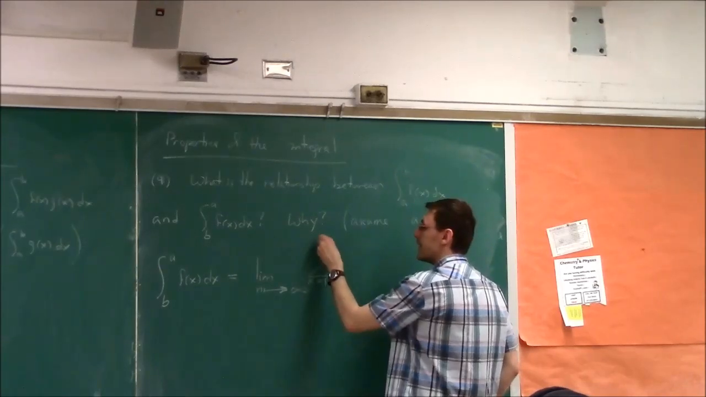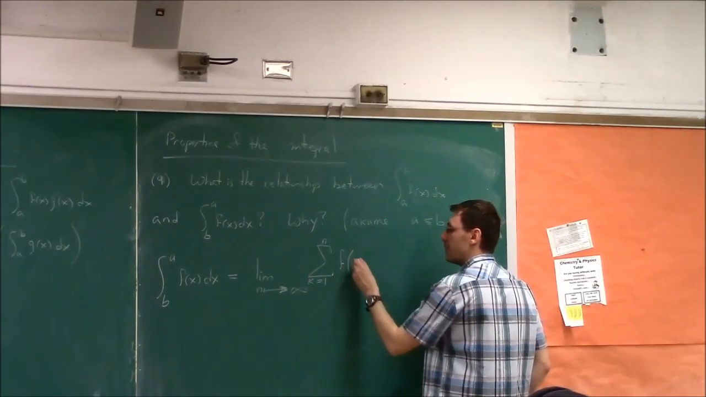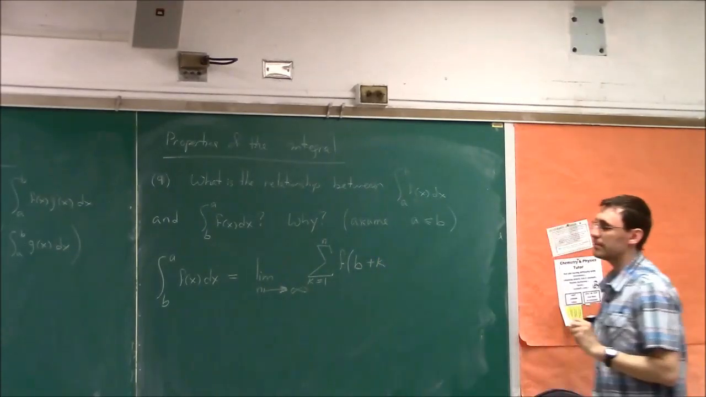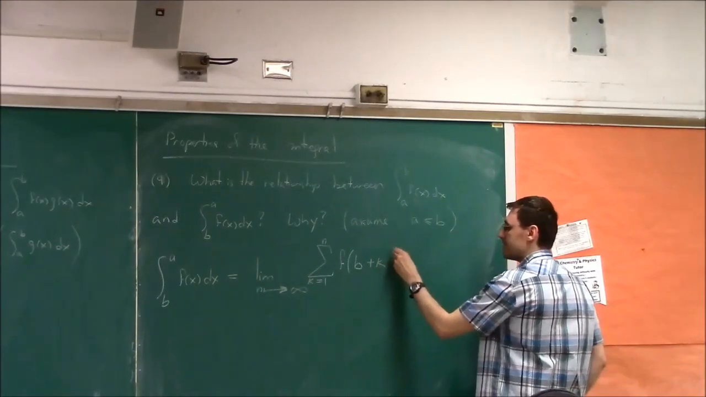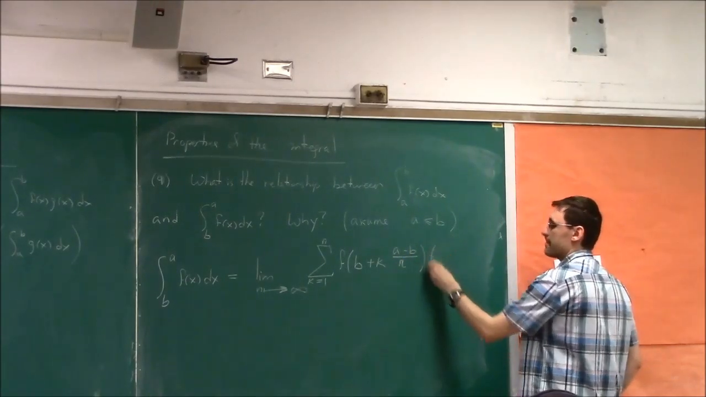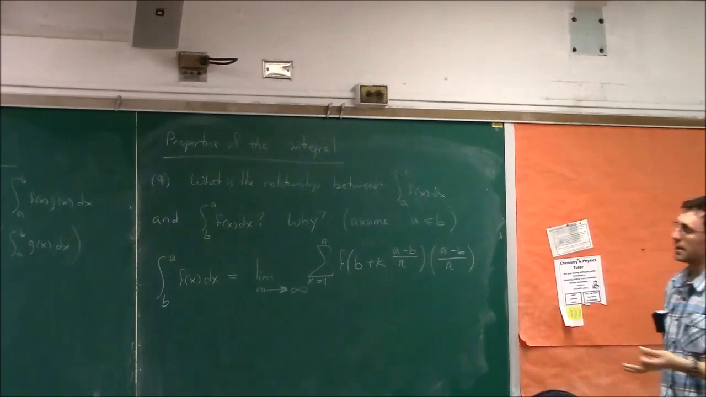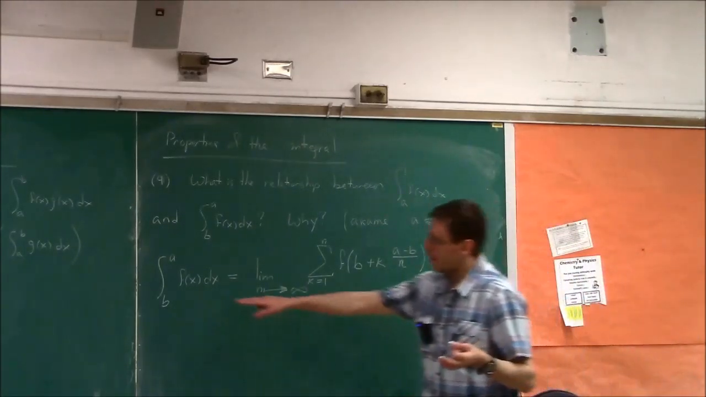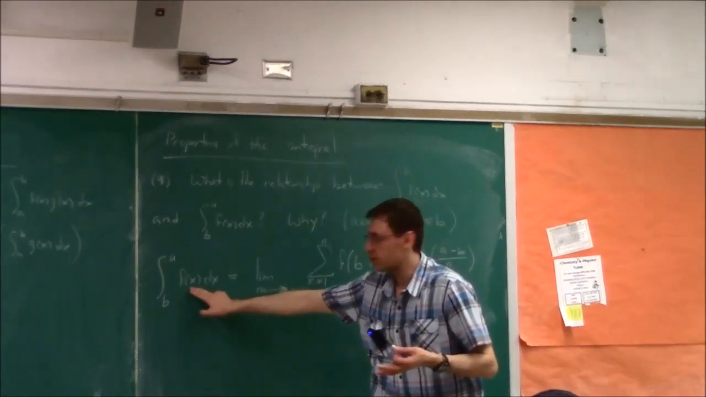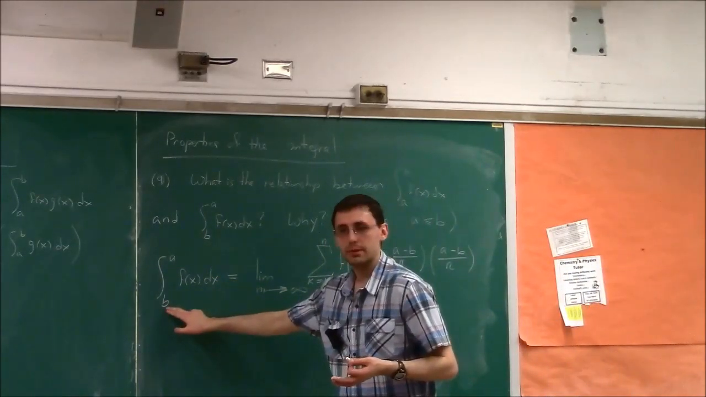k equal 1 to n of f of, this time we start with b, plus k times what? A minus b over n, times a minus b divided by n. Okay? This is the way you would proceed without thinking, I mean, this is the setup, that's basically what this formula is asking you to do. Something like this. But in this case, it happens that a is a smaller number than b, right?